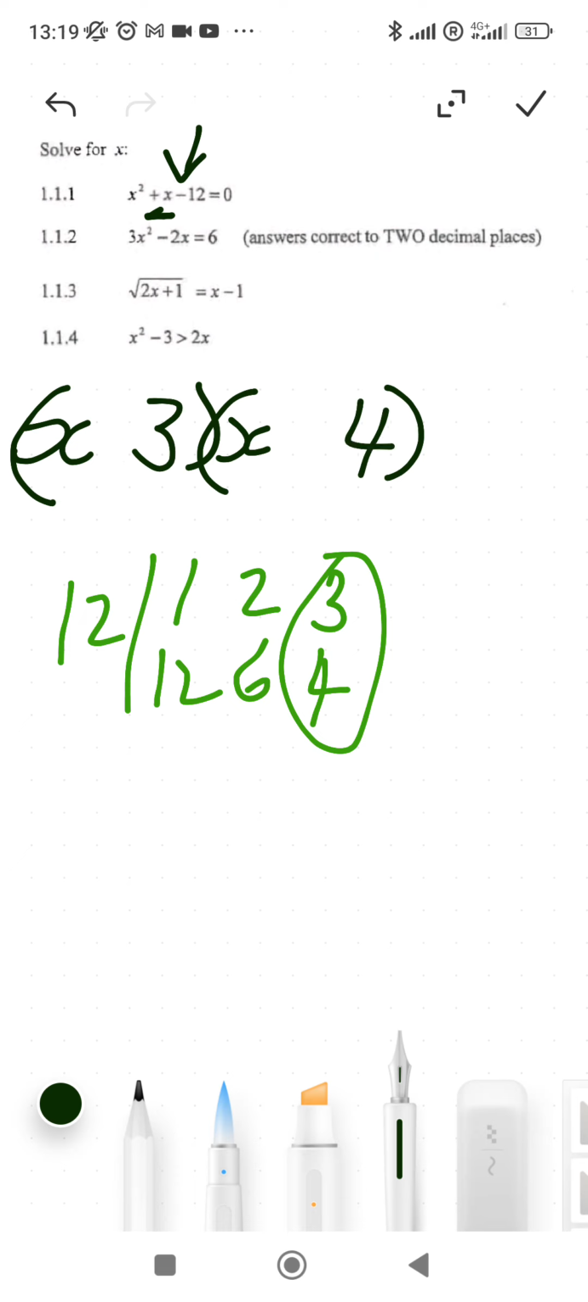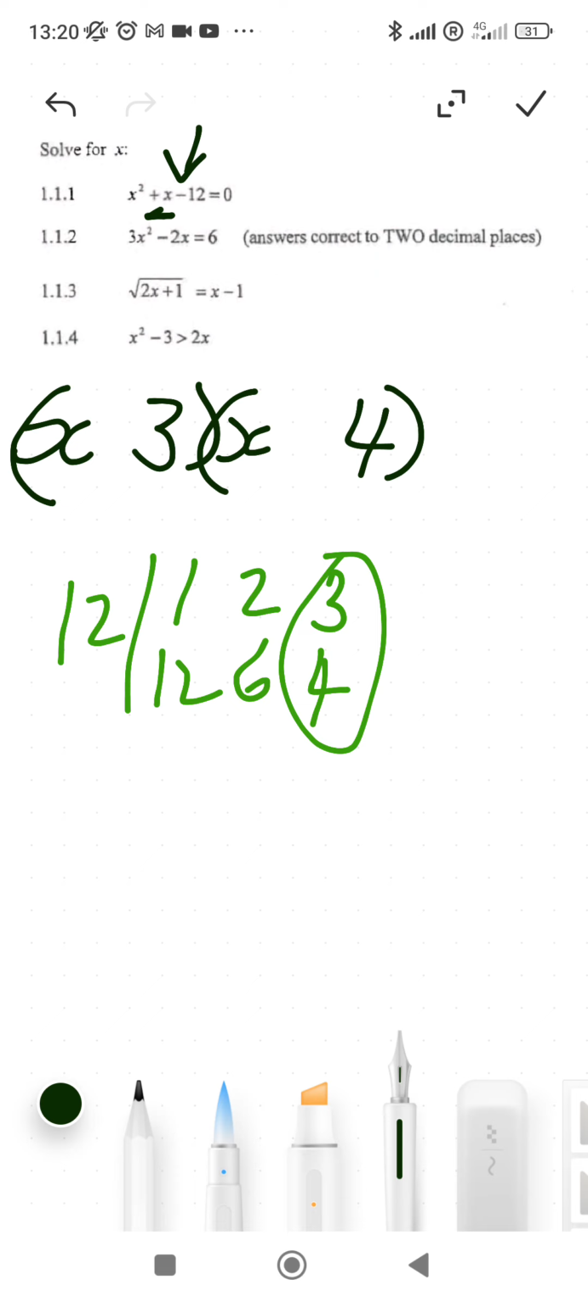Great. Next thing we need to figure out is our signs. Because the sign on our constant, we said, was a negative 12. And we should know that if that constant is a negative, the signs in our brackets are going to be different, right? When it's a positive, we should know that the signs in our brackets are going to be the same. In this case, it's a negative, so we'll have different signs. There's going to be a plus and a minus somewhere.